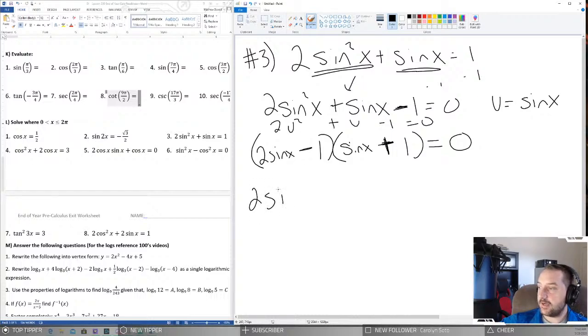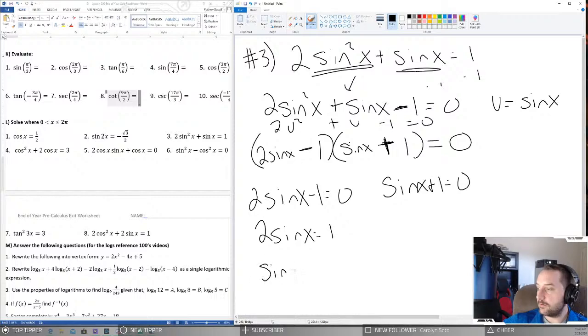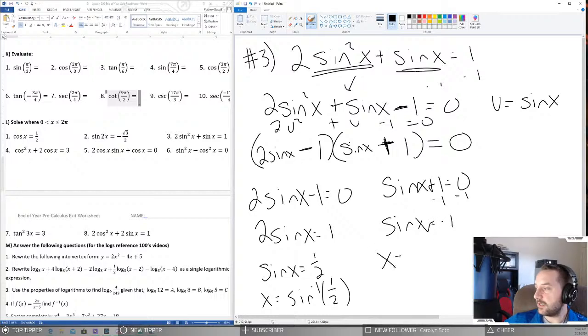So 2 sine x minus 1 equals 0. Sine x plus 1 equals 0. 2 sine x equals 1. Divide by 2. So the sine inverse to both sides. And then over here, minus 1. Sine inverse to both sides.